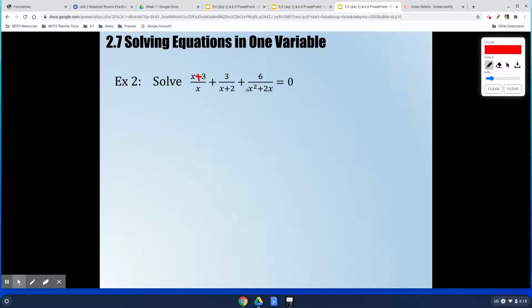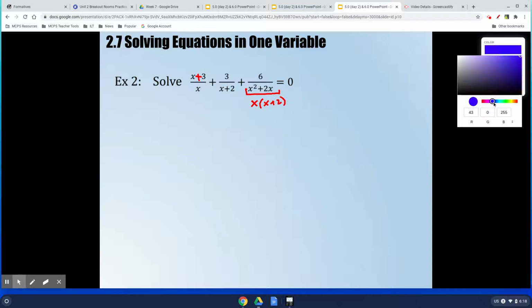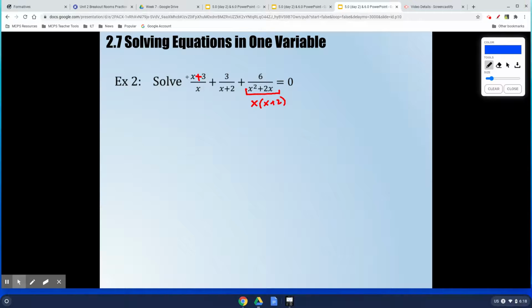So this right here, I hope we recognize is just x times x plus 2. Right? So I'm going to multiply through, and we did this last year when we talked about complex fractions, right? And we tried to get rid of that. Remember the minor denominator that was everyone's favorite? We want to multiply through by the least common denominator so we can get rid of it, right? So I'm going to actually multiply through by x times x plus 2.